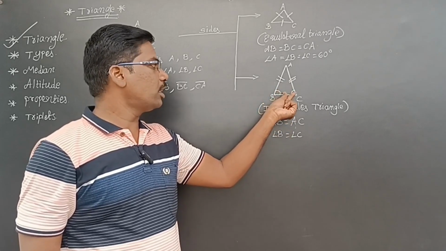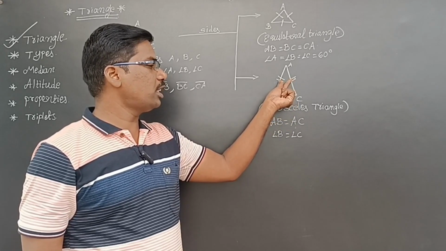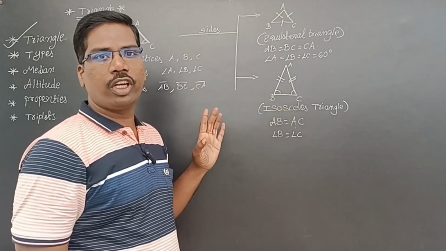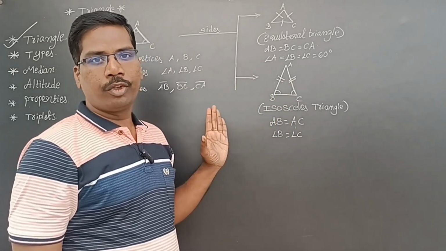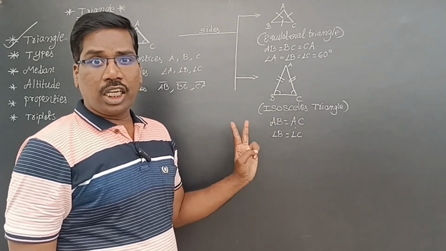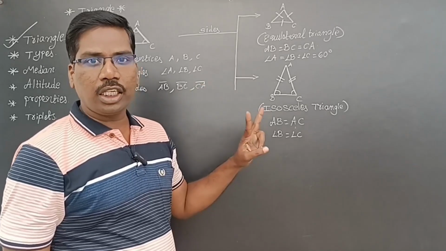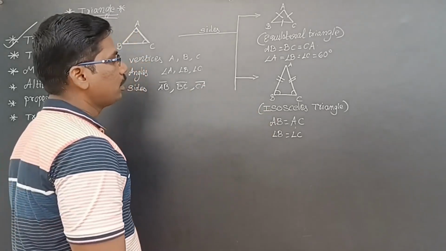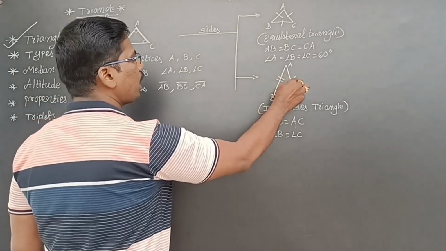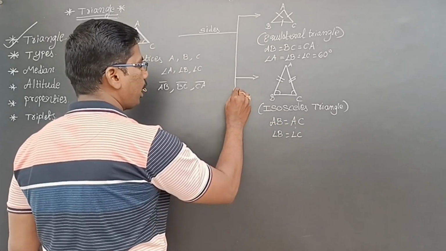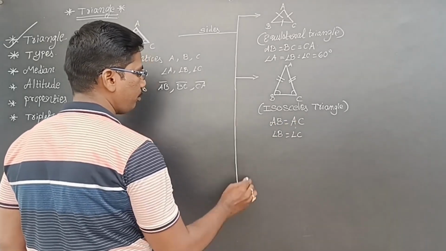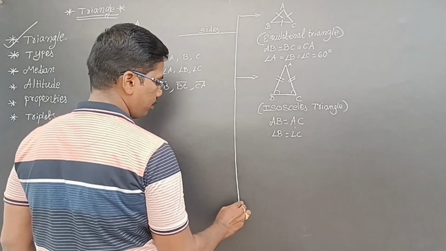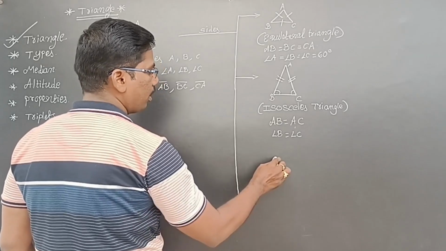If sides are equal, then opposite angles are equal. If angles are equal, then opposite sides are equal, and vice versa. This is a very important property in an isosceles triangle. So a triangle in which two sides are equal is called an isosceles triangle. Next, the third one.